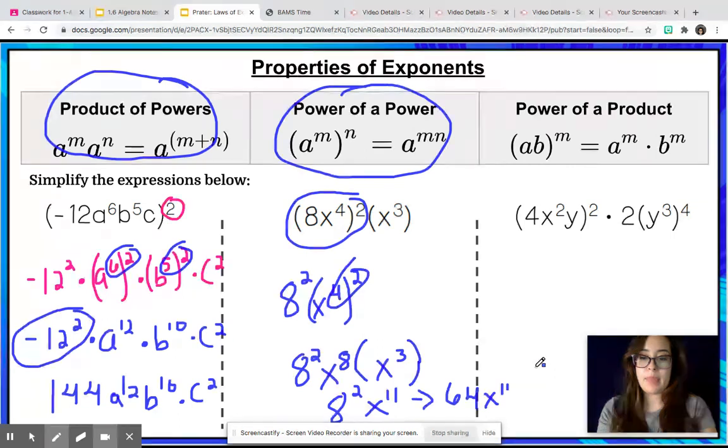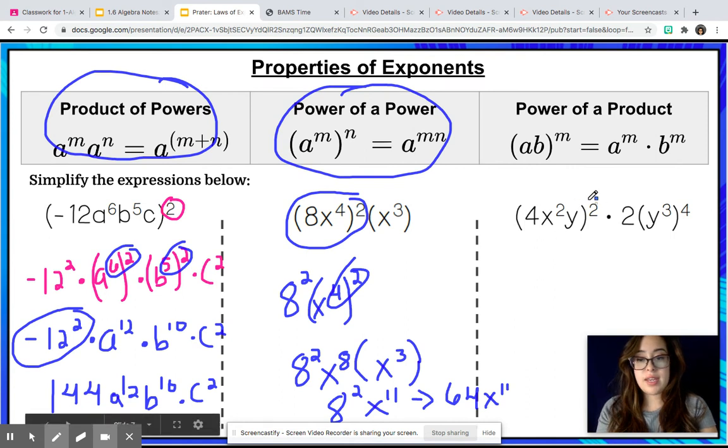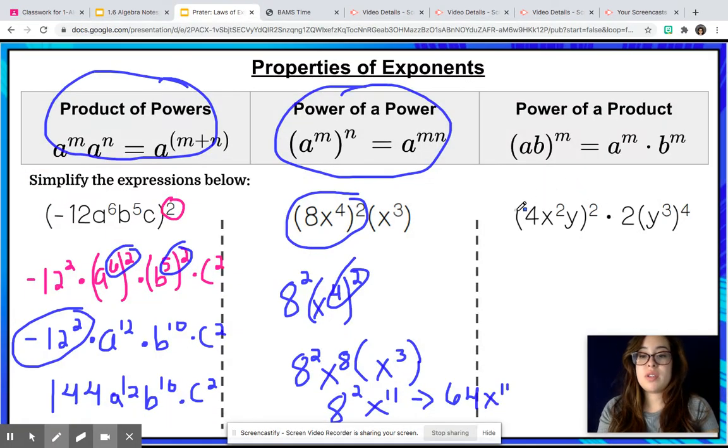Okay. And this same concept, it's just a mix of everything. I would distribute the exponent to the 4, and then to the x to the squared, and then to the y. I would distribute the 2 first here, and then the 4, and then combine it all together.